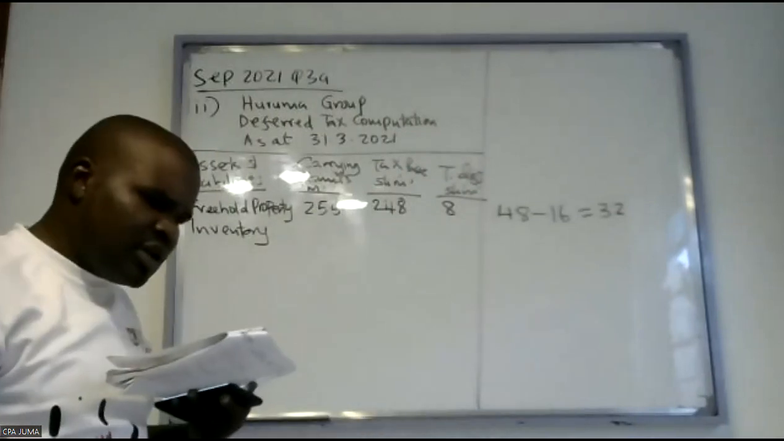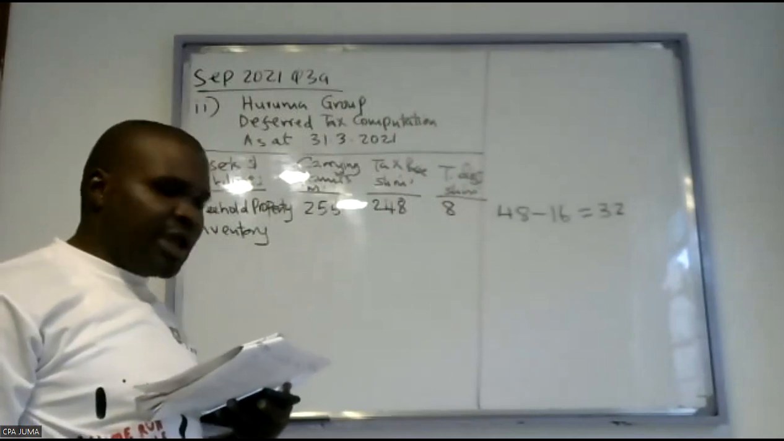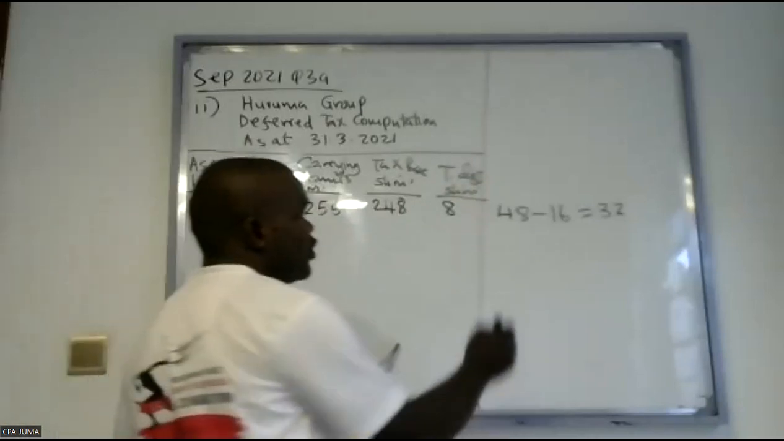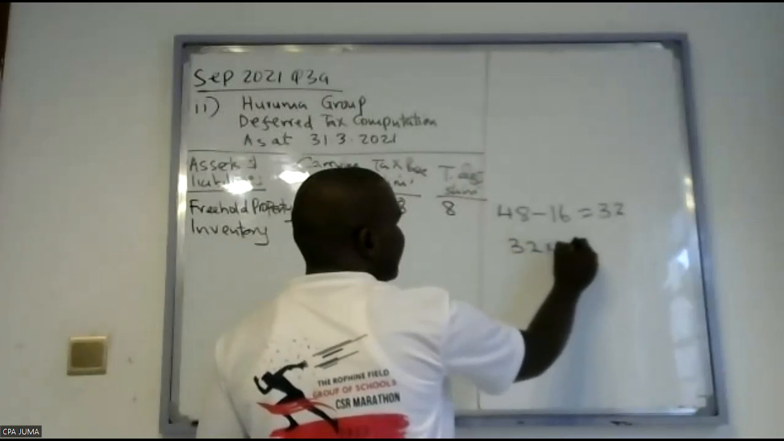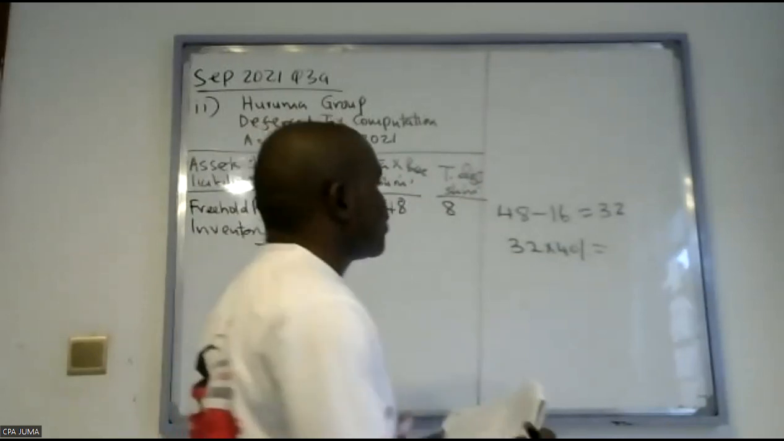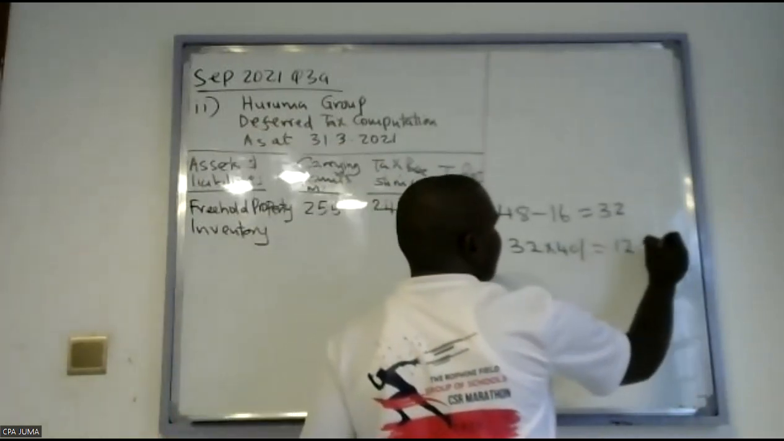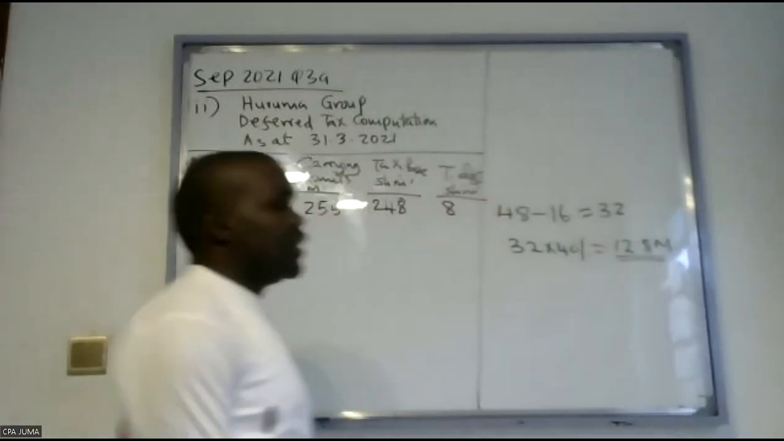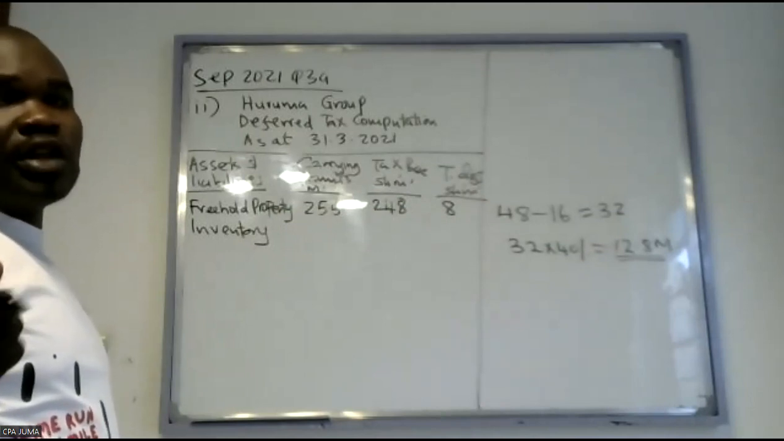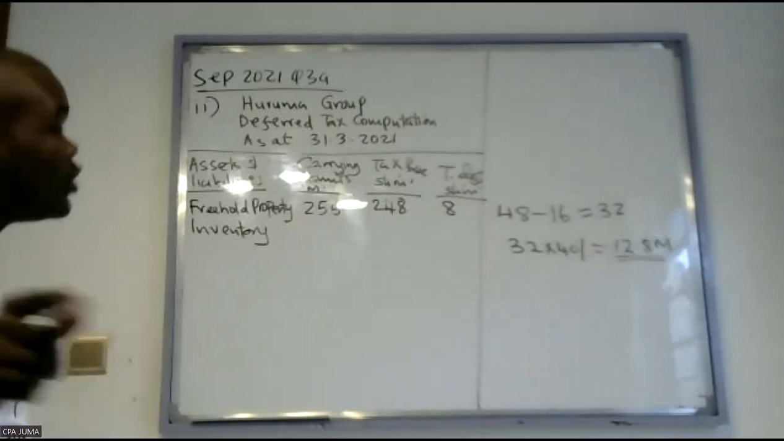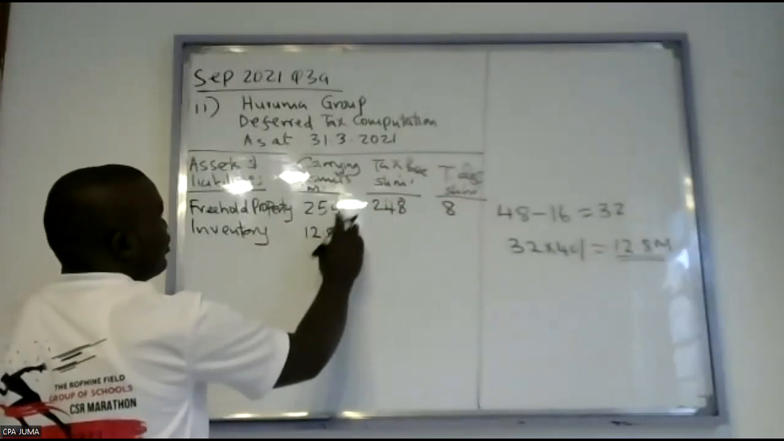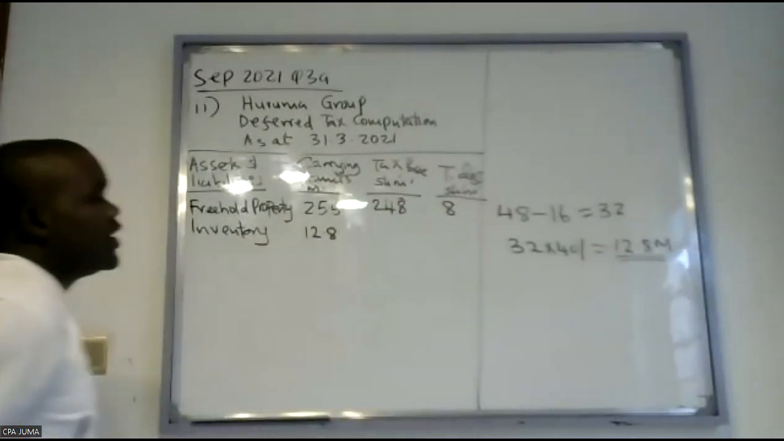But the examiner said 40% of the goods were held. It means they sold 60%. So what is remaining in the store is 32 times 40%. 32 by 40% is what gives us 12.8 million. Brian, the 19.2 you gave us is also good, I'm going to show you. So this is 12.8 million. That is what remained in the stock.